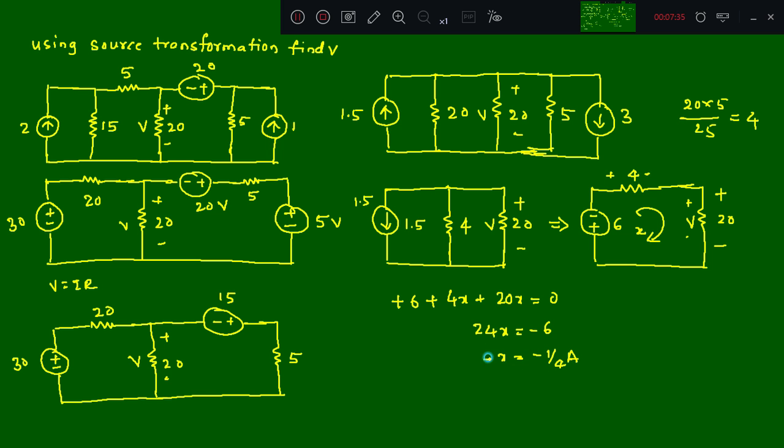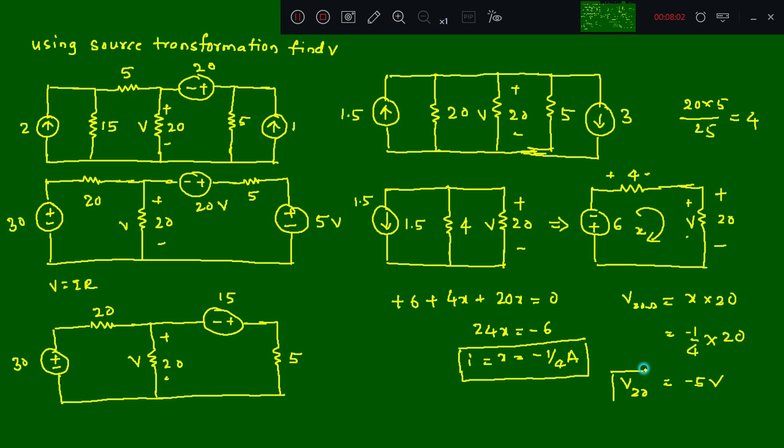Which is the current flowing through a 20 ohm resistor or this 4 ohm resistor. But what did I actually require? V, the voltage across 20 ohm, will be a current X into 20. What is the X value here? Minus 1 by 4. So it should be 20. So how much will I get? It's minus 5 volts. Voltage across 20 ohm will be minus 5 volts. This is the required solution for the given numerical.